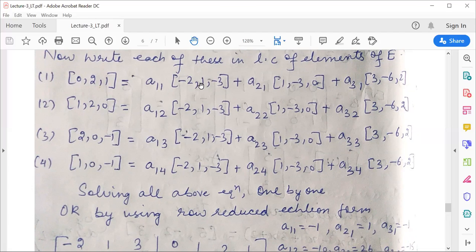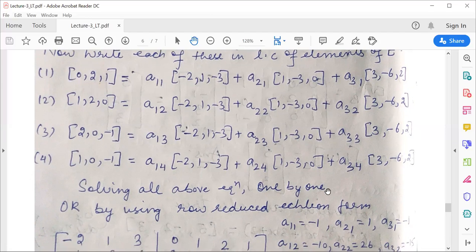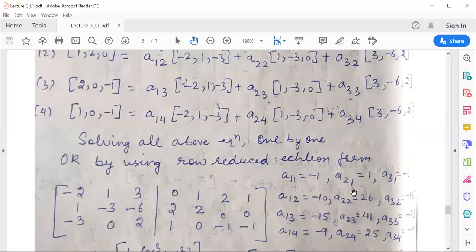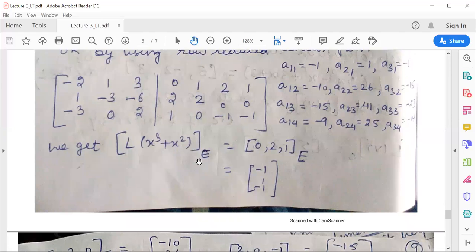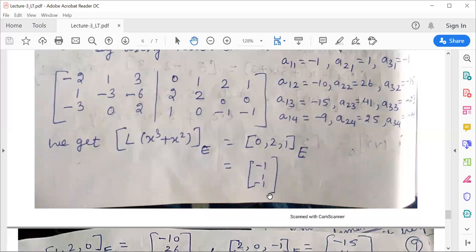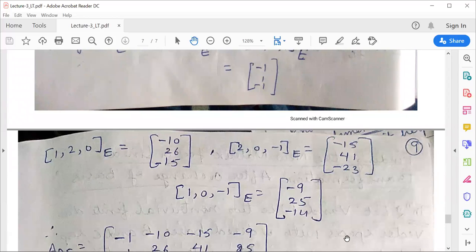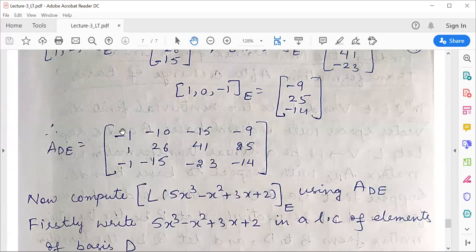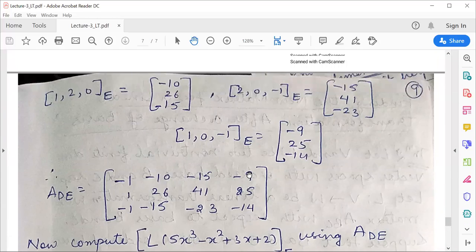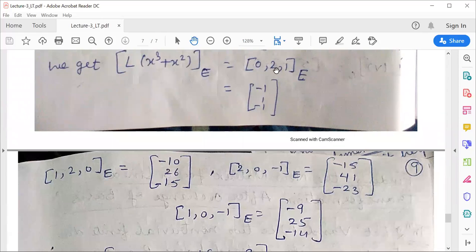Right? So how do you write the coordinate vector? The coordinate vector of this element with respect to the ordered basis E will be the values of A11, A21 and A31. Since the values are -1, 1 and -1, the coordinate vector of this element with respect to the ordered basis E is -1, 1 and -1. Similarly for the other vectors, and hence finally ADE will become like this, because the first coordinate vector will become the first column, this will become the second column, this will become the third column, and this will become the fourth column.